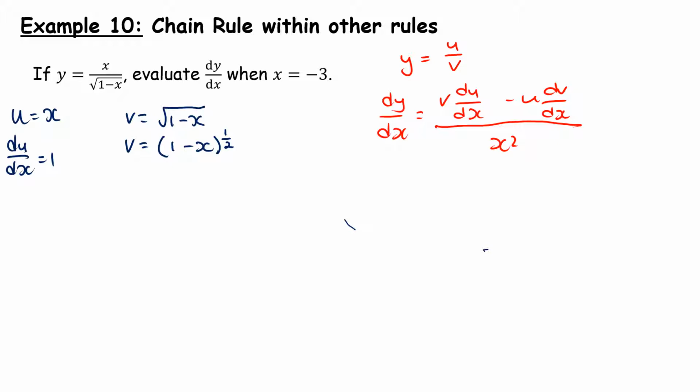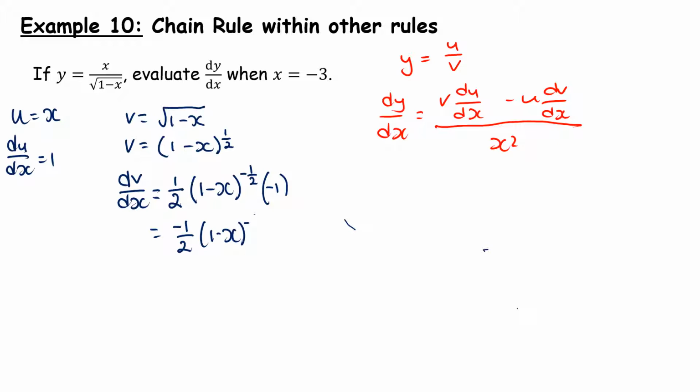Now, that's better. So when I differentiate dv dx, what I'm actually doing is using the chain rule. So I have a half times 1 minus x, and I take 1 away from the power, so that'll give me minus a half, times what's the derivative of what's in the brackets. That gives me minus 1. So cleaning that up, I get minus a half, 1 minus x to the power of minus a half.